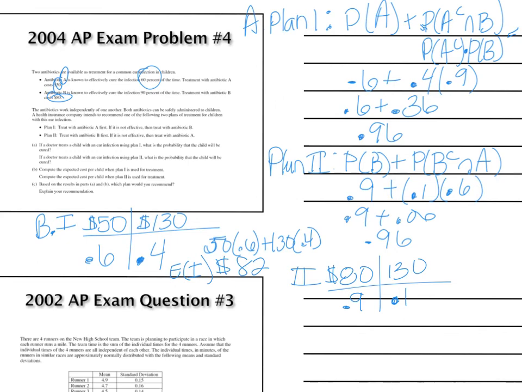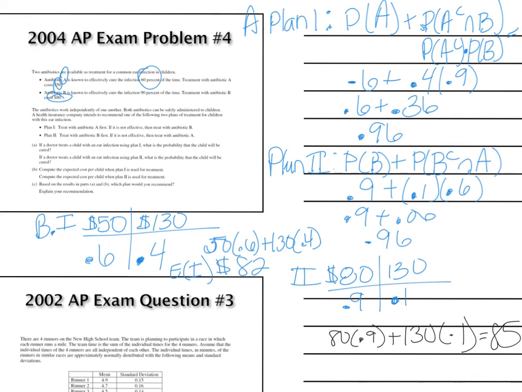Now remember that a probability distribution has to add to 1. So I'm not looking at the fact that this worked being 0.36. I'm just saying if this was administered and then we had to go to this treatment, it's going to be 0.4. The kid still might not be cured after those 2 treatments, but that's not a part of our problem here. So this expected value is 80 times 0.9 plus 130 times 0.1. And so this is $85.